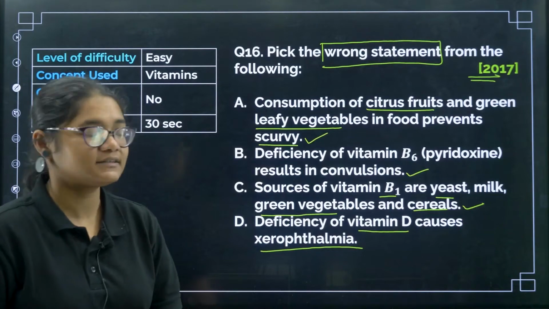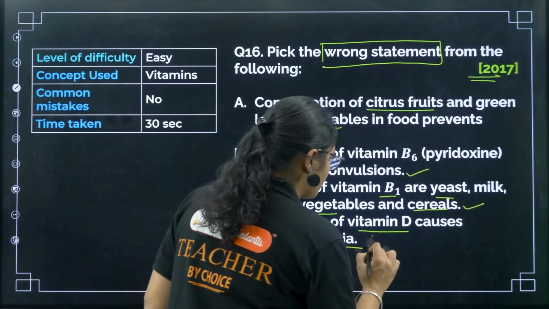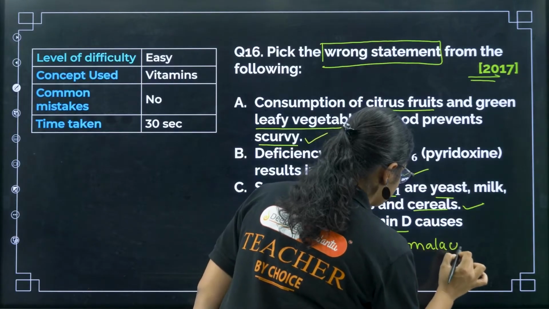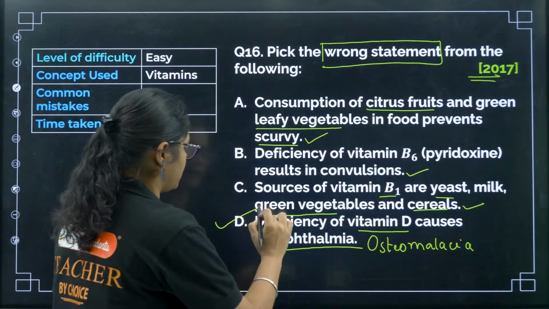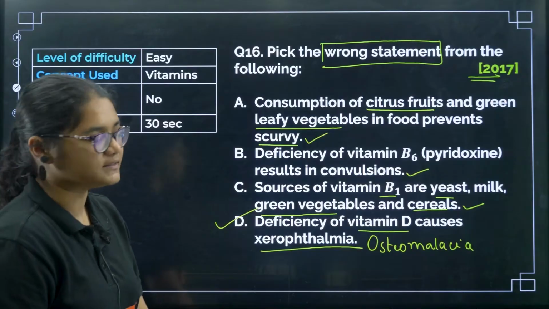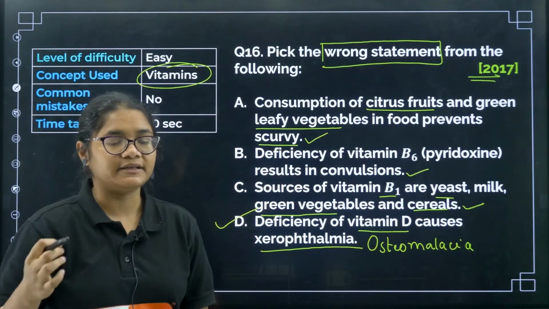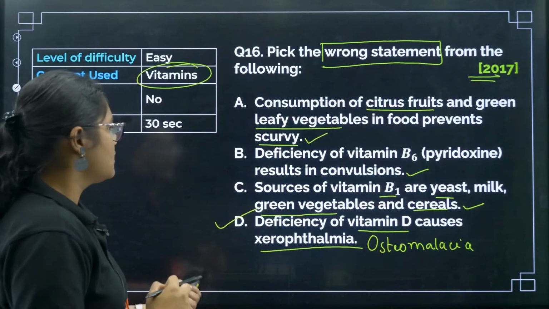So just now we discussed deficiency of vitamin D causes osteomalacia, right? Not xerophthalmia. So that is why this is the wrong statement and option number D will be the correct answer. So again you can see from vitamins, easy and deficiency based questions are being asked.